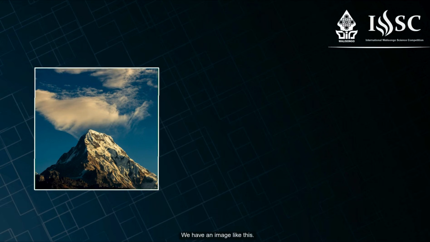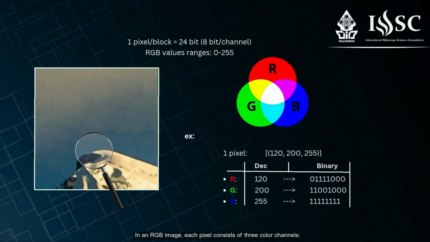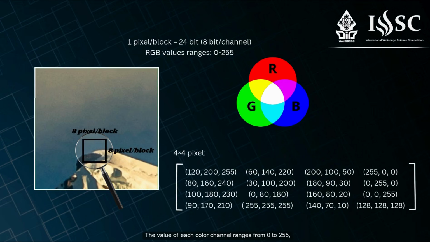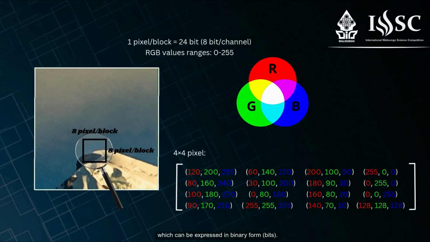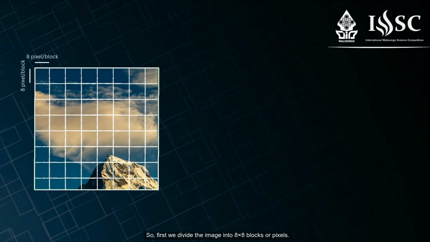We have an image like this. Every image is composed of colors represented by RGB. In an RGB image, each pixel consists of three color channels: red, green, and blue. Each channel is represented by 8 bits or 1 byte, so one pixel contains a total of 24 bits or 3 bytes. The value of each color channel ranges from 0 to 255, which can be expressed in binary form or bits. So, first we divide the image into 8x8 blocks or pixels.